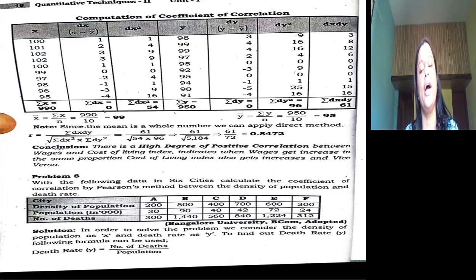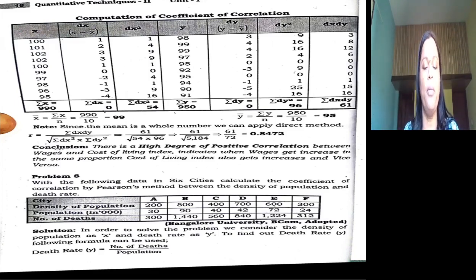0.8472. So there is a high degree of positive correlation between these two variables. What are those variables? Wages and cost of living index. It means when wages increase, almost in the same proportion the cost of living index also increases. Not exactly in the same proportion. It will be exact only when r is equal to 1.